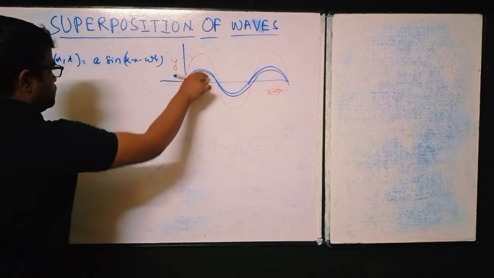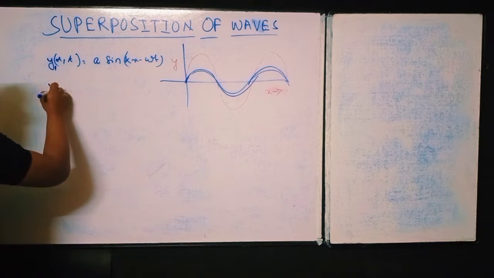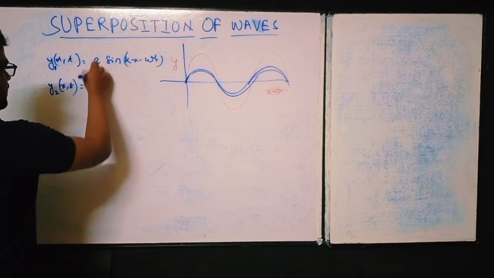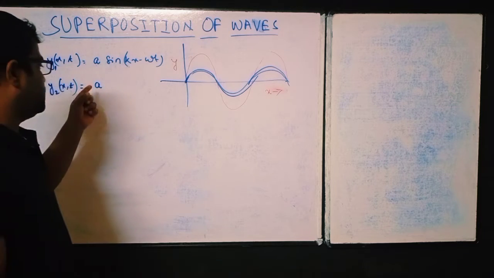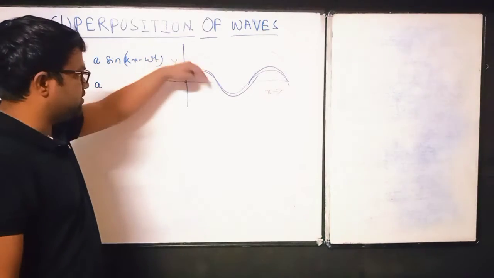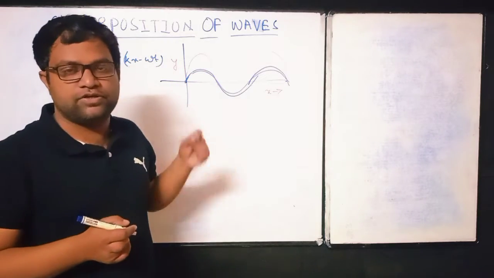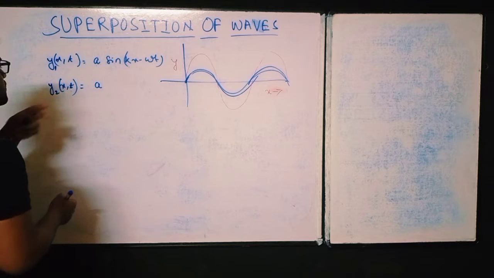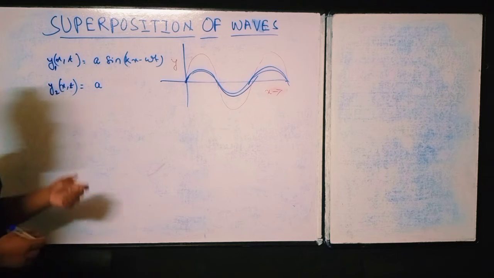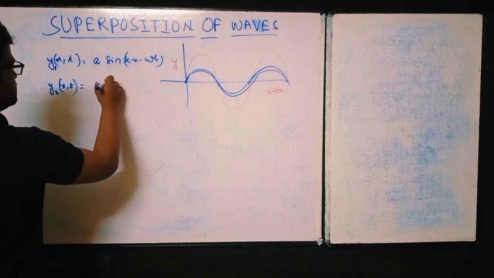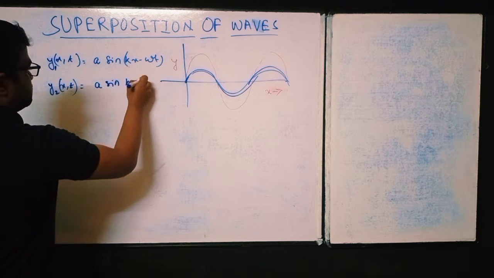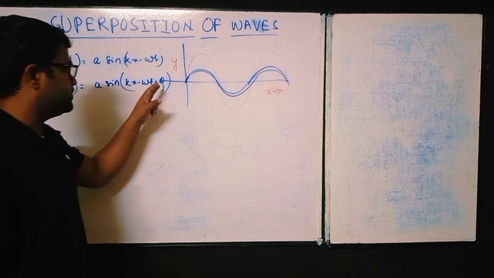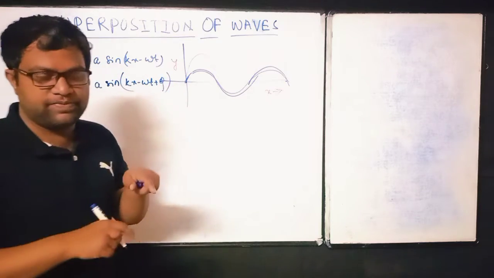Now y2 is also having the same amplitude. It is also a function of x and t, and for simplification I'm writing the same amplitude. You can write a1, a2, and the calculation is also possible, but it will be a little bit lengthy mathematics. So we have taken the simple case, and this is sin(kx minus omega t plus phi). Phi is the phase angle I have taken, the initial phase difference between the two waves.